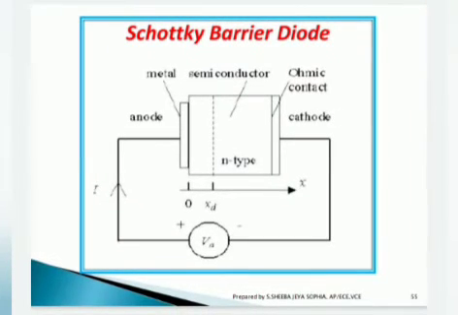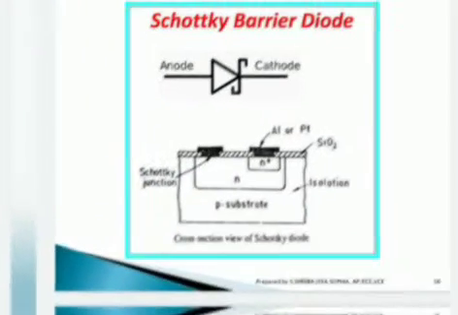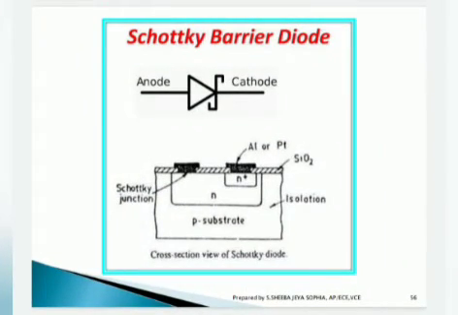Here you can see the schematic representation of the Schottky barrier diode, anode and cathode with the corresponding metal and ohmic contact regions. In between you can see the semiconductor region, which is N-type. Here you can see the symbolic representation of the Schottky barrier diode. Anode and cathode sides are clearly depicted, and also the cross-sectional view of the Schottky barrier diode is given.